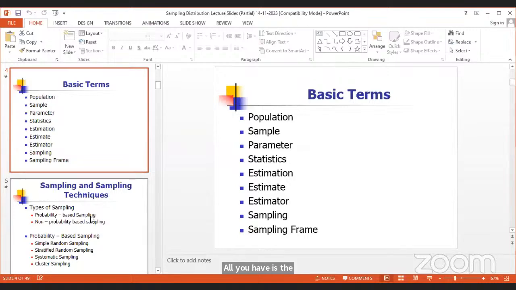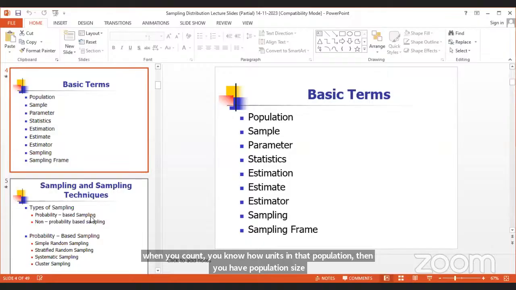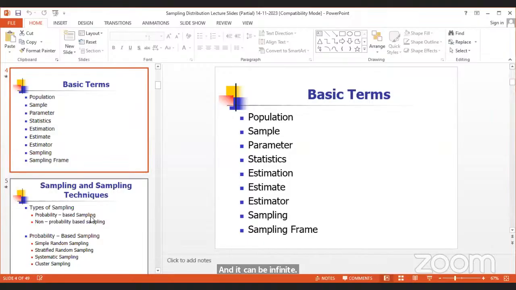Population is different from population size. When you count the number of units in that population, then you have population size. Population can be finite and it can be infinite. So let's look at the entire blood in you. The entire blood is the population. If you take a little part of it, what you have is the sample. When you collect all the blood together, what you have there is the population.